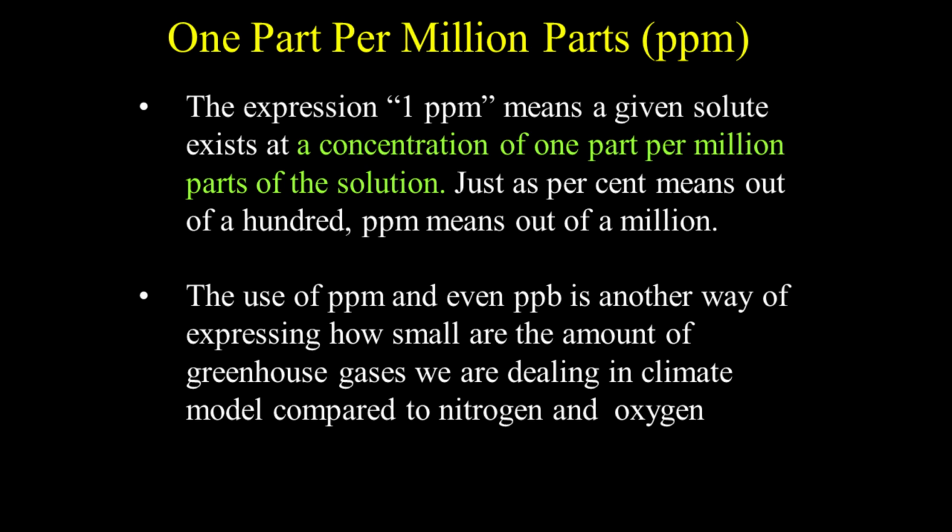Let's talk about ppm, that is, 1 part per million parts. The expression 1 ppm means a given solute exists at a concentration of 1 part per million parts of the solution. Just as percent means out of 100, ppm means out of a million, and ppb means out of a billion. The use of ppm and even ppb is another way of expressing how small the amount of greenhouse gases that we are dealing with in climate models is compared to nitrogen and oxygen.